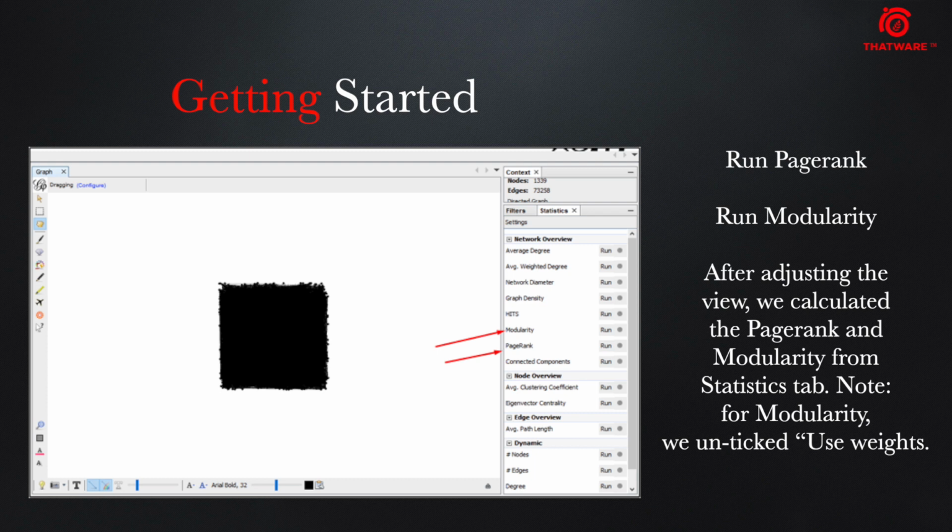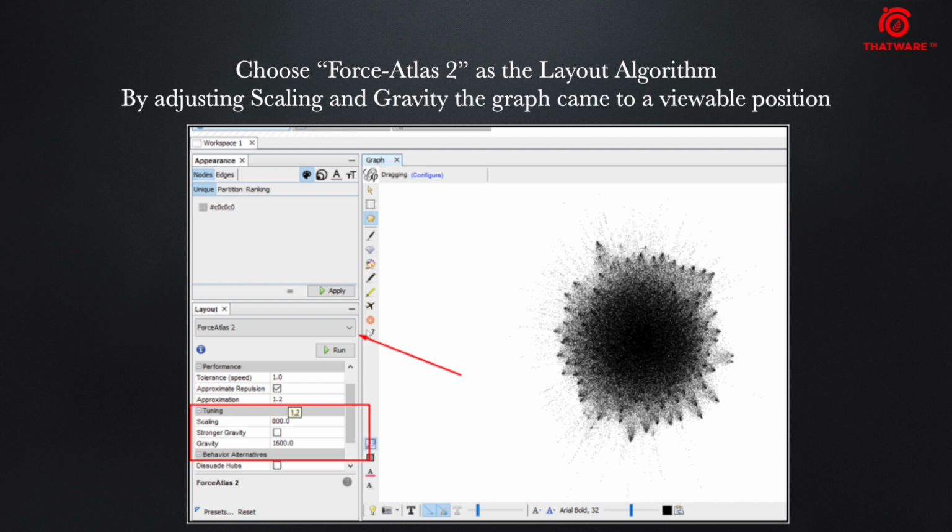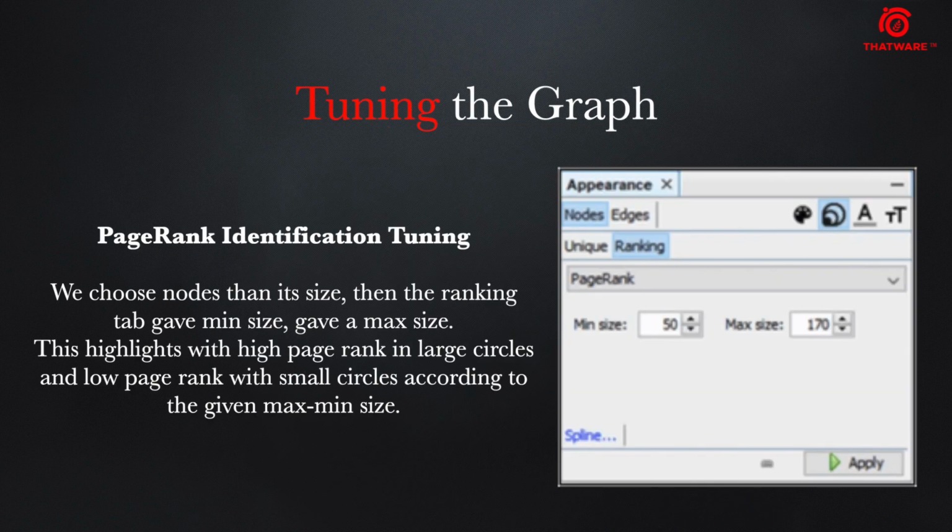Now the screen should be somewhat like this. Click on Force Atlas 2 from the layout algorithm, and you can adjust the gravity so that the graph comes to a viewable position. It looks somewhat like this. Now you need to change things and do a lot of A/B testing for the same. After that you need to tune the graph for achieving the best result.